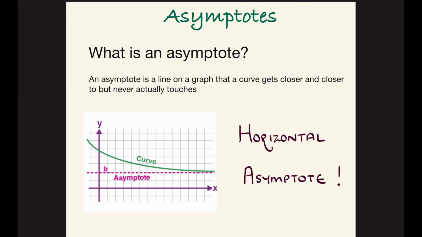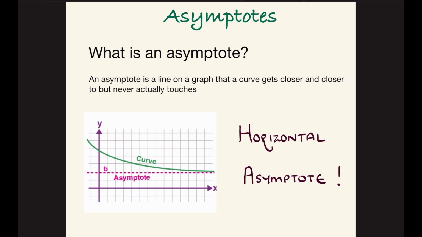Let's have a look at some quick visuals. Okay, so notice how this green graph flattens out as it approaches this line, this pink broken line. This pink broken line is the asymptote. This is the horizontal asymptote. So the graph is going to flatten and get closer and closer to this pink line, but it is never actually going to intersect this line.